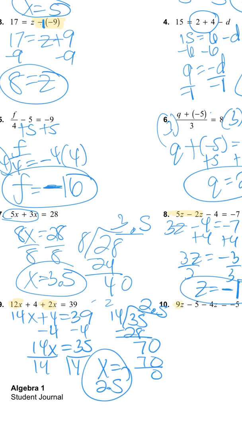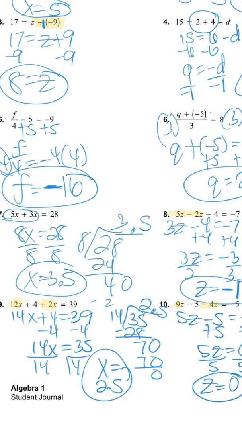And then here we have 9z minus 4z. 9 minus 4 is 5. So 5z minus 5 equals negative 5. Okay. Plus 5. 5z equals negative 5 plus 5 is 0. Divide by 5, and 0 divided by any number is simply 0. So z equals 0. So there are the 10 on your 1.2 practice sheet. Let us go to our next screen.